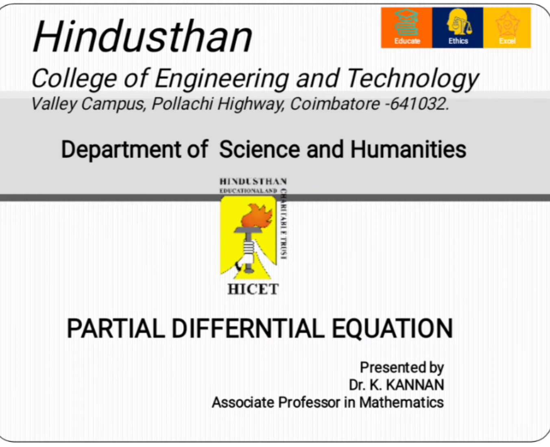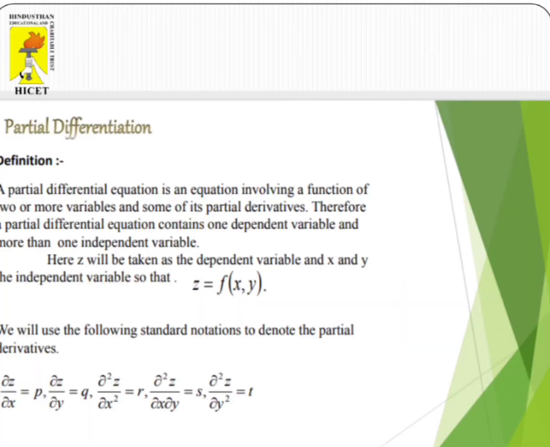In this section, I am going to discuss higher order partial differential equations. A partial differential equation is an equation involving a function of two or more variables and some of its partial derivatives. Therefore, a partial differential equation contains one dependent variable and more than one independent variable, that is in the form z equal to f of x and y. Z is a dependent variable and x and y are independent variables.